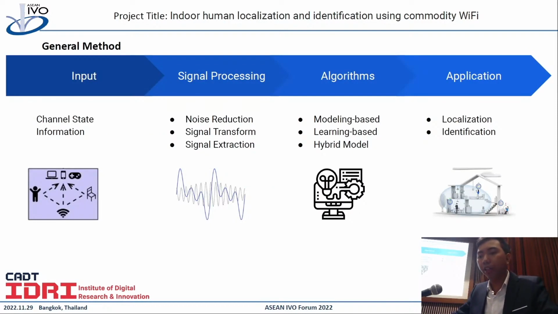So this is the general method, because in this project we will be using both of the methods to address both the localization and identification problems. First of all, you need an input. Normally the input will mostly be the channel state information, but one problem is that the device has to be in the same network, I mean the wireless communication network, to receive those data, because channel state information cannot be received by an outsider.